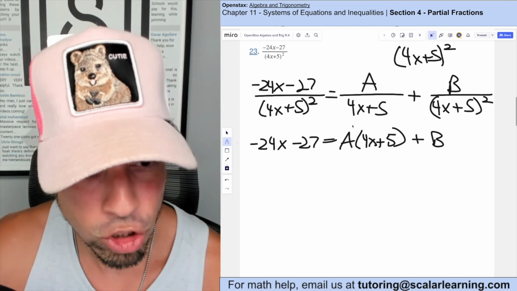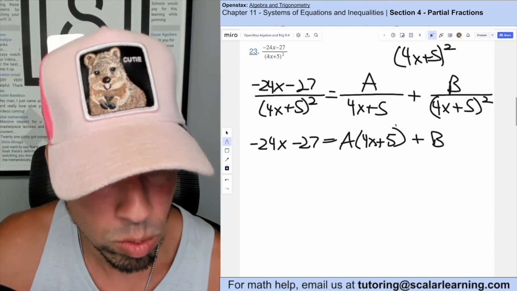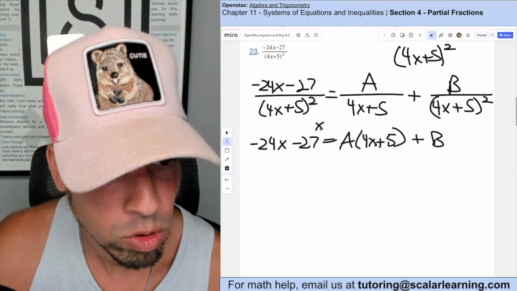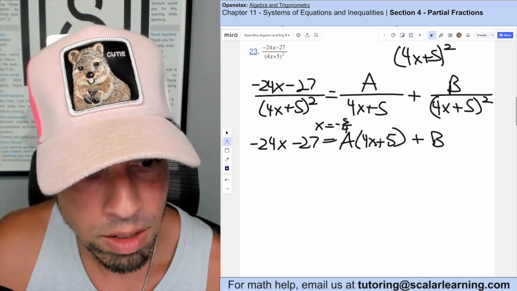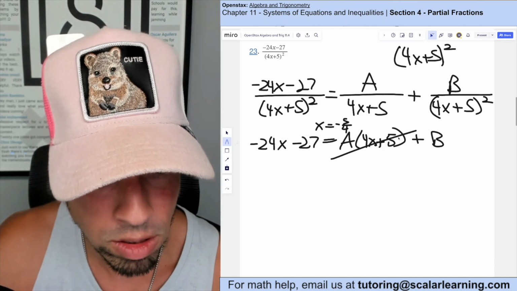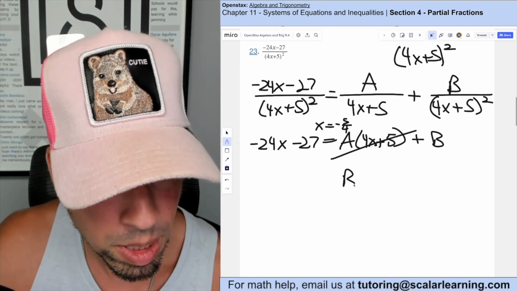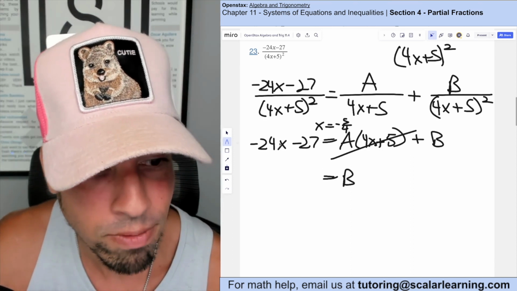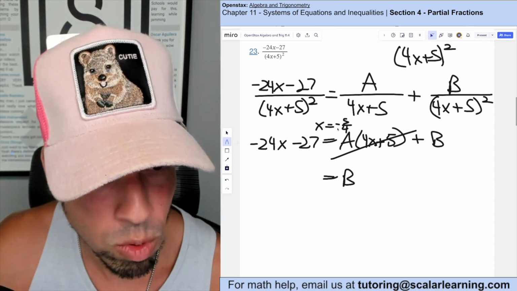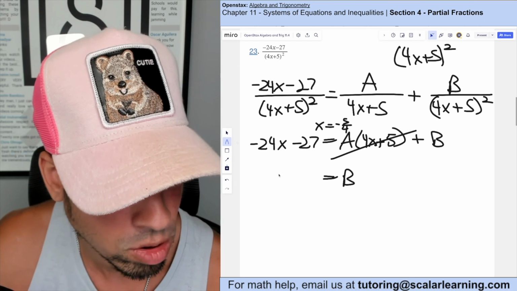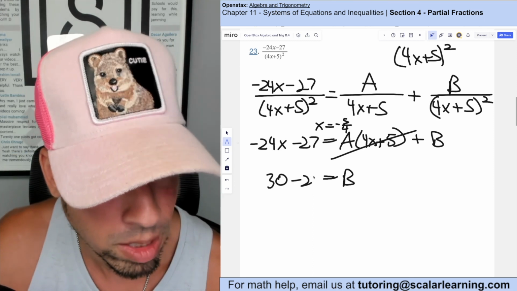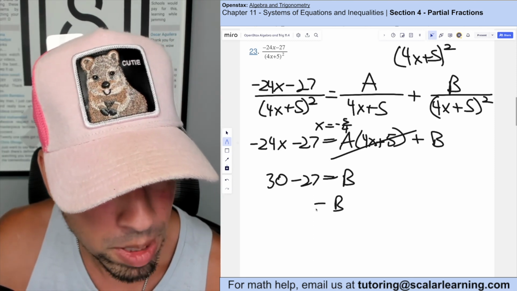Okay, now we're going to choose a nice value of x to zero this out, and I'm going to choose x equals negative 5 over 4, right? Negative 5 over 4 times 4 is negative 5. That's going to go to 0. So then we have b is equal to negative 5/4 times negative 24. That's like dividing by 4, which is 6. Negatives are going to cancel out. 6 times 5 is 30. So we have 30 minus 27. And therefore, b equals 3.